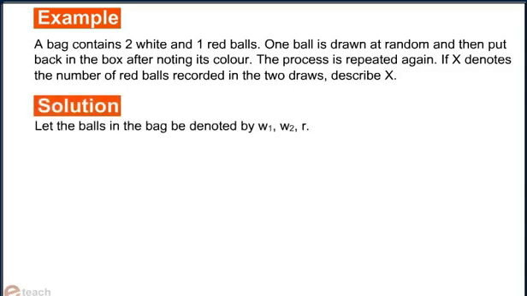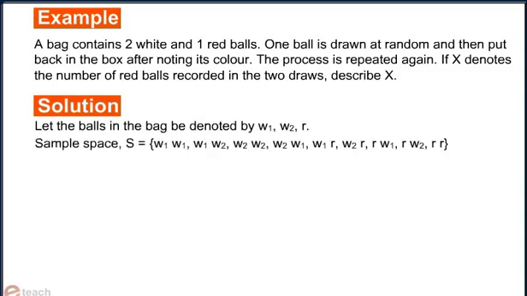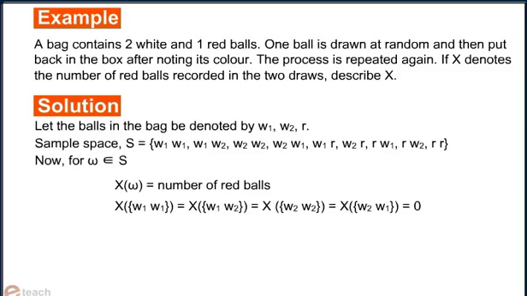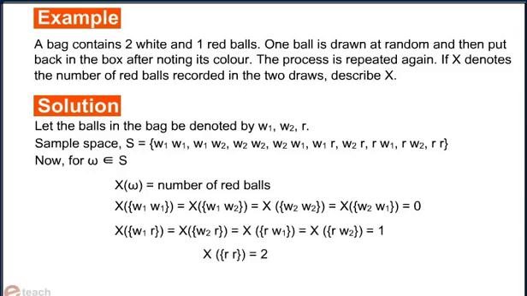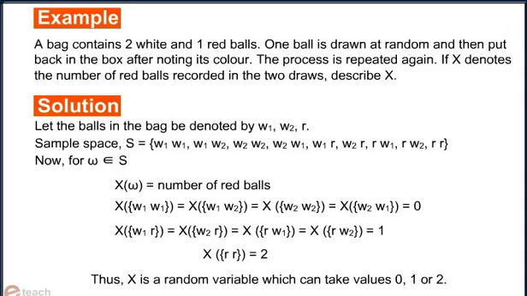Solution: let the balls in the bag be denoted by W1, W2 and R. So the sample space is as shown. X of omega is equal to number of red balls. X of (W1, W1) equals X of (W1, W2) equals X of (W2, W1) equals X of (W2, W2). All are equal to 0. Similarly, you can see the other cases as well. Thus, X is a random variable which can take values 0, 1 or 2.